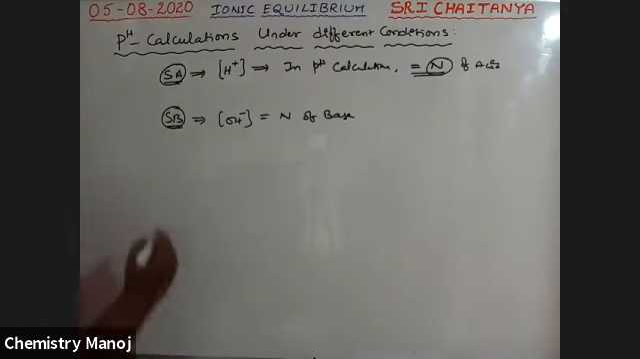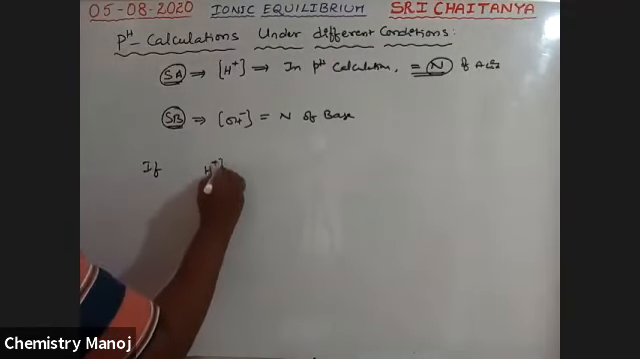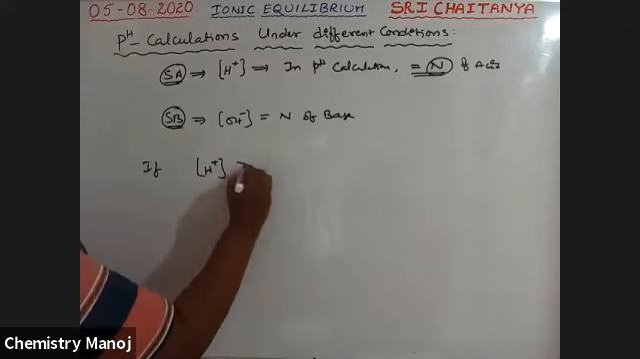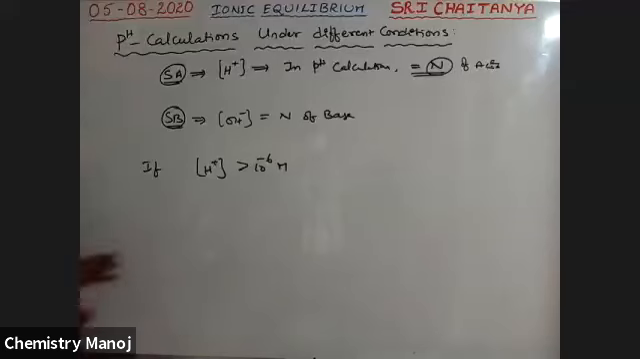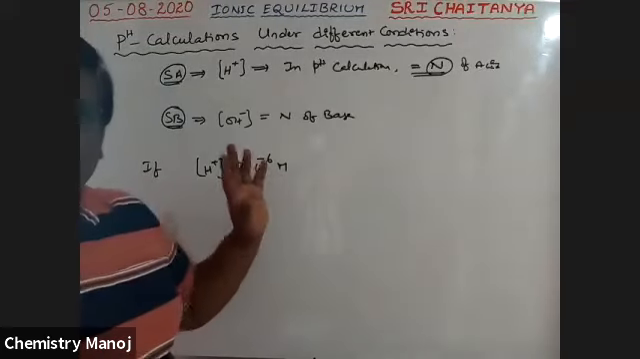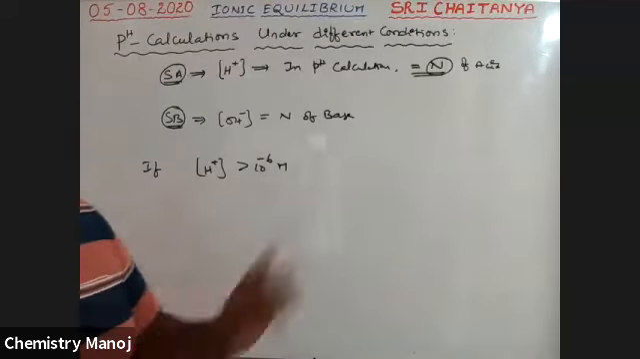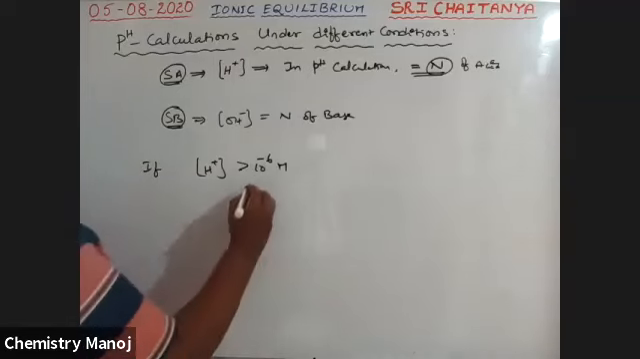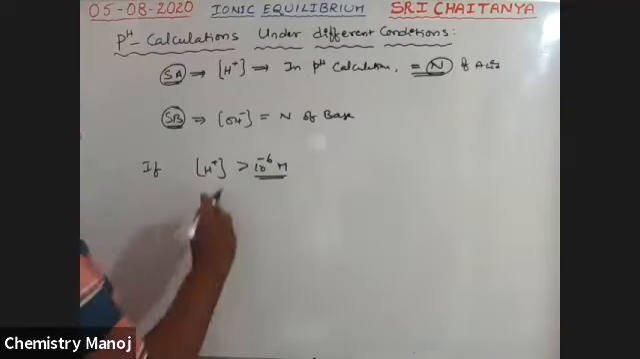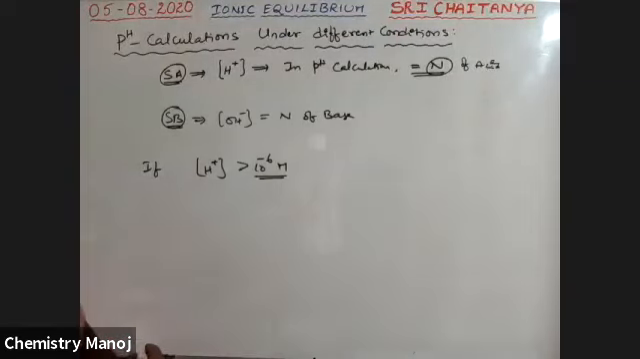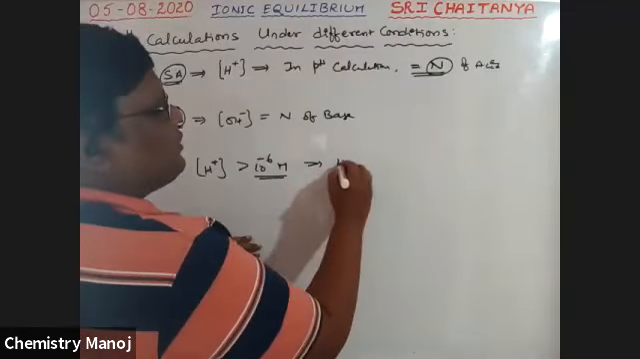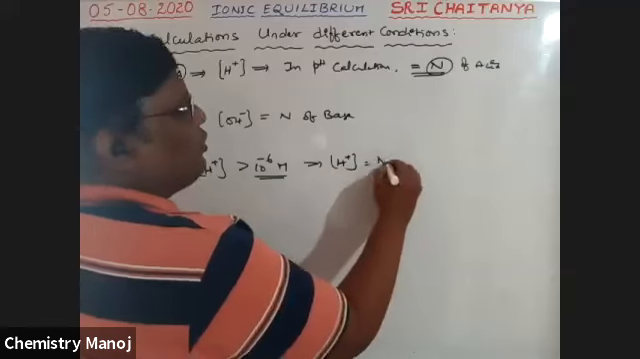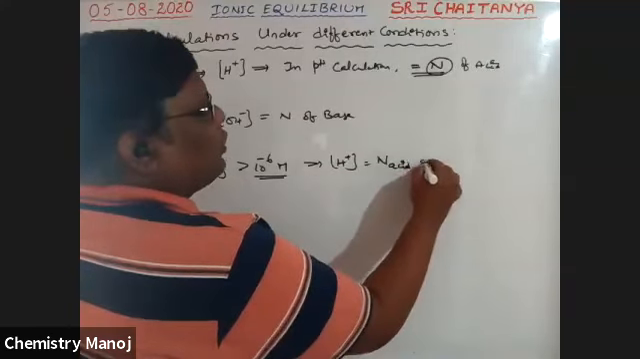Next, if H+ concentration is greater than 10 power minus 6 M, mostly molarities are used, but during calculation we must convert into normality. If H+ concentration is greater than 10 power minus 6 M, that implies H+ concentration is equal to normality of acid only.